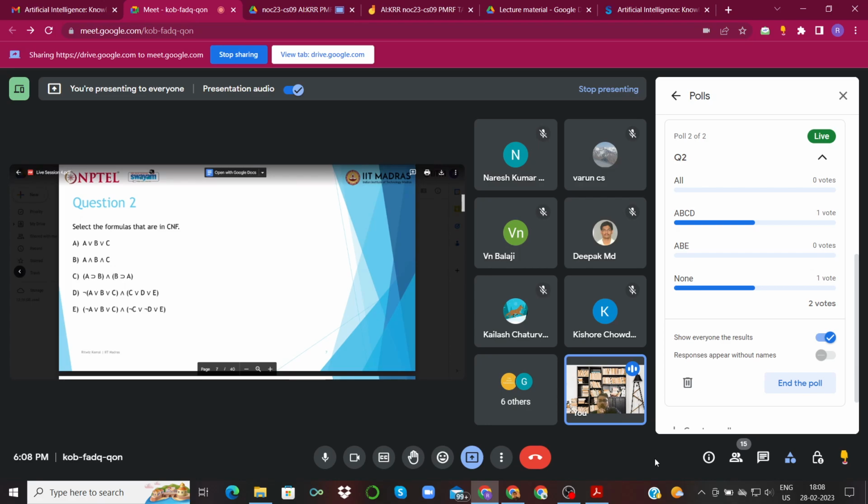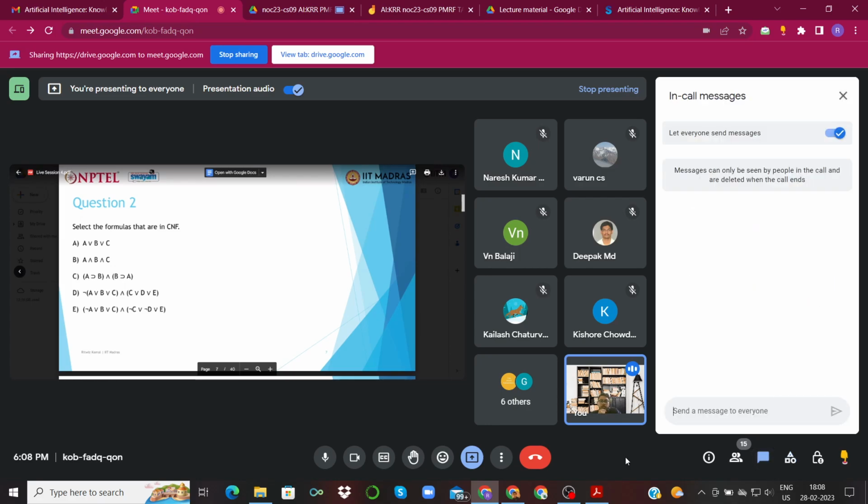Okay, so let's go through all the options one by one. Let's consider the first option, which is A or B or C. So do you agree this is in CNF? Anything? Yes or no? You can just write Y or N in the chat box. No. Okay, so Naresh says that it's not in CNF. Okay, so think about it.